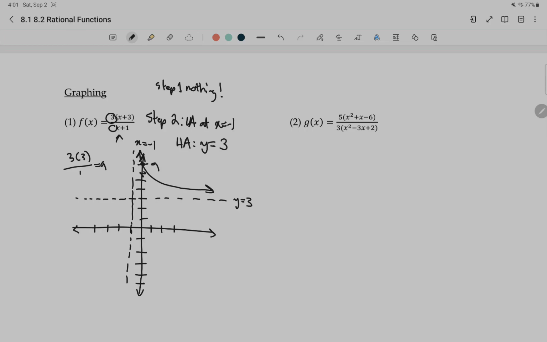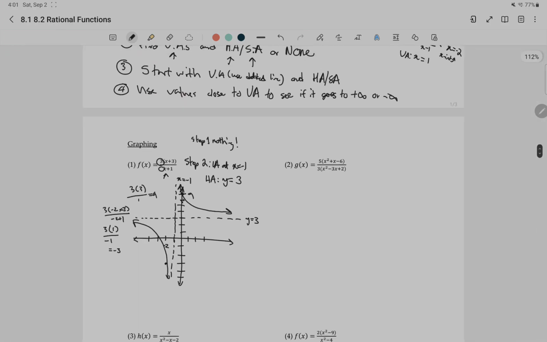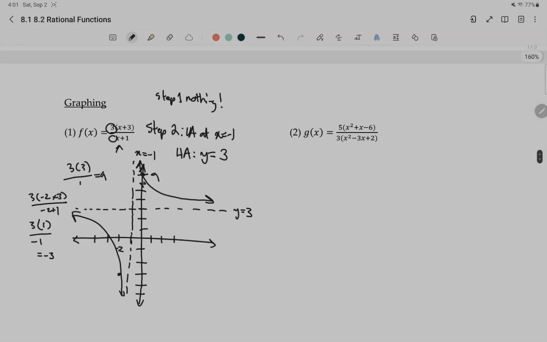Next, we have to find the other side. So the best value to use is just going to be negative 2 here. So we have 3 times negative 2 plus 3 over negative 2 plus 1. So we have 3 times 1 over negative 1, which is equal to negative 3. So negative 3 is down here, 1, 2, 3. So then we can tell that this one's going to go like this. And then this is our finished graph. This graph counts as fully drawn out. This is all you need.